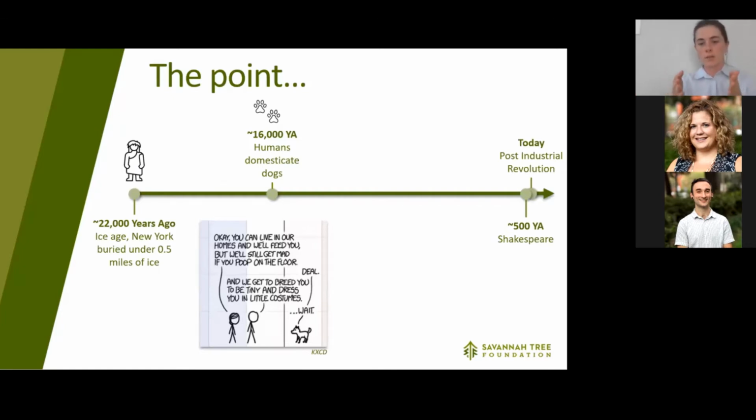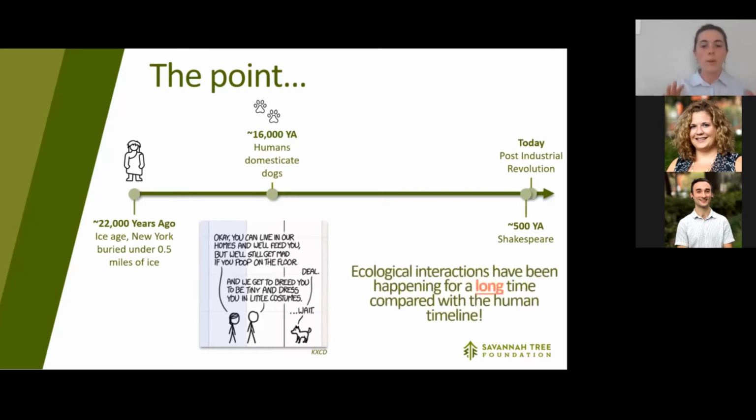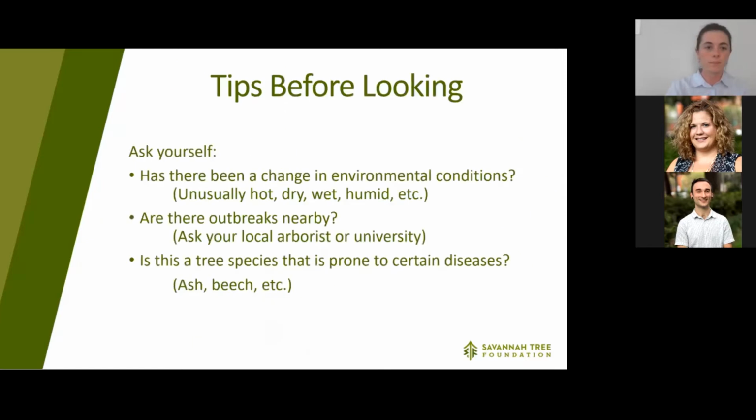And to put that little dot into perspective, I put Shakespeare on there because that's just to show that once the Industrial Revolution got going, a lot more pests were able to move around because we just started moving around the world, and a lot of these pests were introduced very quickly. And so it didn't really allow the trees that evolutionary time scale to adjust to a lot of these pests. So my point is, ecological interactions have been happening for a long time compared with the human timeline.